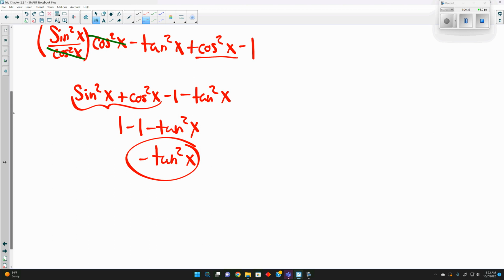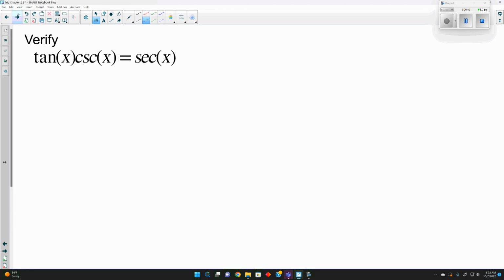Questions on these here? Are you ready for another one? Tangent times cosecant of x is equal to secant of x. Okay. Where would y'all want to start with this one?